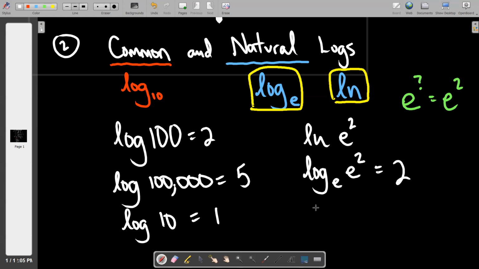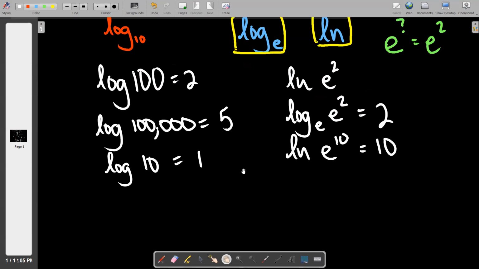Good. Let's go again. Natural log of e to the 10th. What is it? It is 10. It's so hilariously redundant. You're just asking me to basically copy down the exponent from one side. How about the natural log of e? It's 1. Very good.